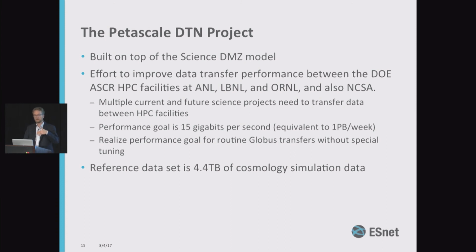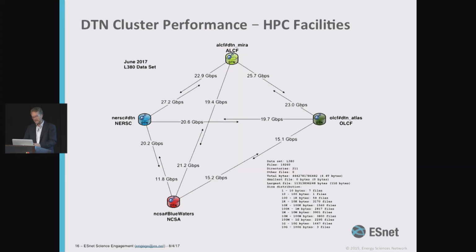The test data set that we used for this was some real simulation output. It's not lies and benchmarks, but real simulation output transferred using a Globus job with the defaults turned on. And the answer is, at this point, things work pretty well. Only one of these pairwise transfers is below target at this point, and that's from NCSA to NERSC. Everything else is above target, and we're working on that last piece.